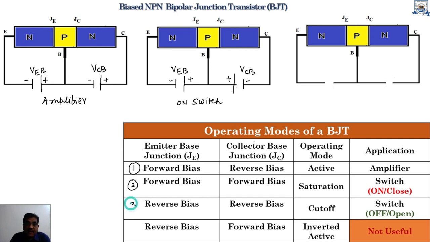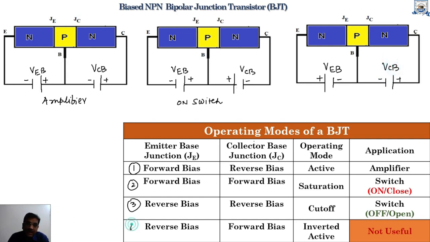Now consider the third case. In this case, the base-emitter junction is reverse biased. To make this junction reverse biased, the base terminal is connected to the negative potential of the battery and the emitter terminal to the positive potential, by a voltage source VEB. At the same time, the collector-base junction is reverse biased. To make it reverse biased, the collector side needs to be connected to the positive potential of the battery and the base side to the negative potential, by a voltage source VCB.